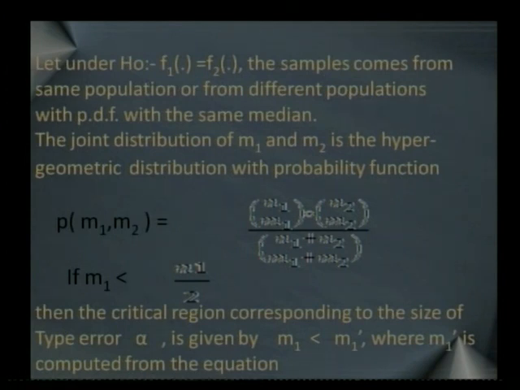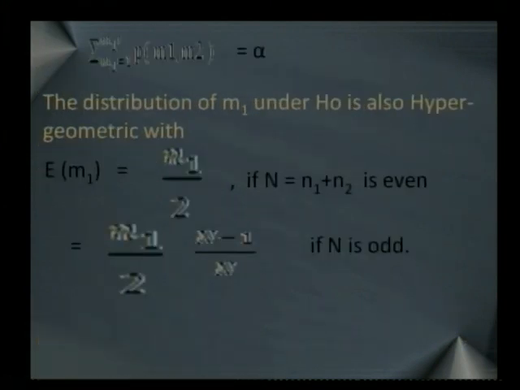Here m1 is considered to be less than n1 by 2, and hence the level of significance alpha is given by m1 less than m1 dash, where m1 dash is computed from the given equation above. So the summation of the probabilities of m1, m2 is equal to alpha, and the distribution of m1 under H0 is hypergeometric. So for applying the median test, we calculate the probability from the hypergeometric distribution.